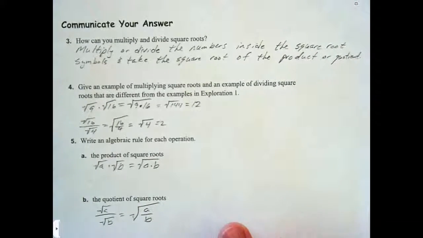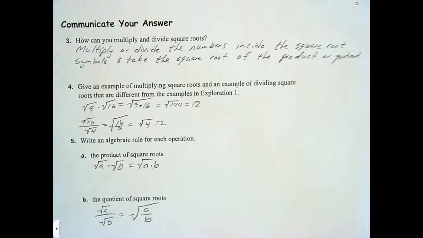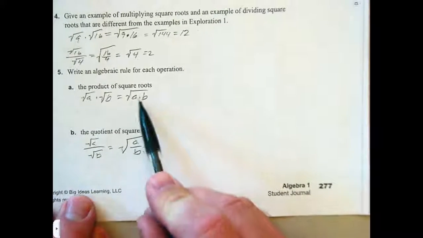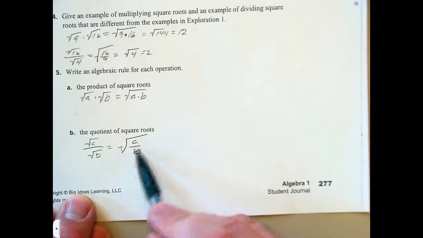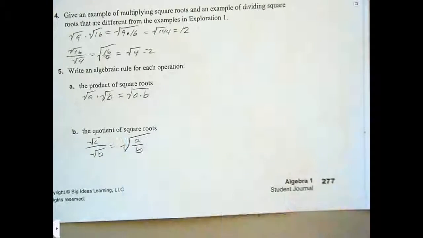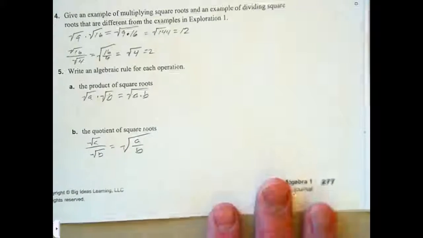All right. Multiply or divide the numbers inside the square root symbols and take the square root of the product or the quotient. Okay, in general, kind of what they were showing on the previous page, the root of a times the root of b is equal to the root of a times b. And the root of a divided by the root of b is equal to the square root of a divided by b. You can just multiply these numbers together and take the root, or divide them and then take the root. It'll be the same as taking the root of each of them individually and then multiplying or dividing.